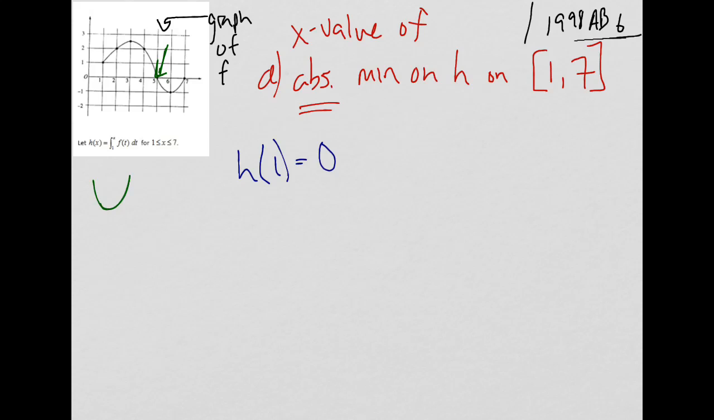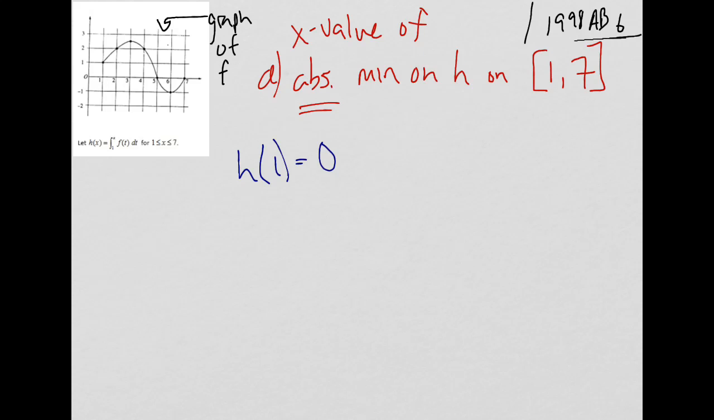I'm looking for a minimum, which means that it's going down and then up. So remember, this is the derivative of h. h prime is equal to f, and we worked that out in part B. So I want h prime to go from negative to positive for a minimum. So you see here, h prime, which is f, goes from positive right here to negative right there. So that means that this would be a relative max, not a relative min. So I don't have to consider that. I only have to consider the two endpoints.